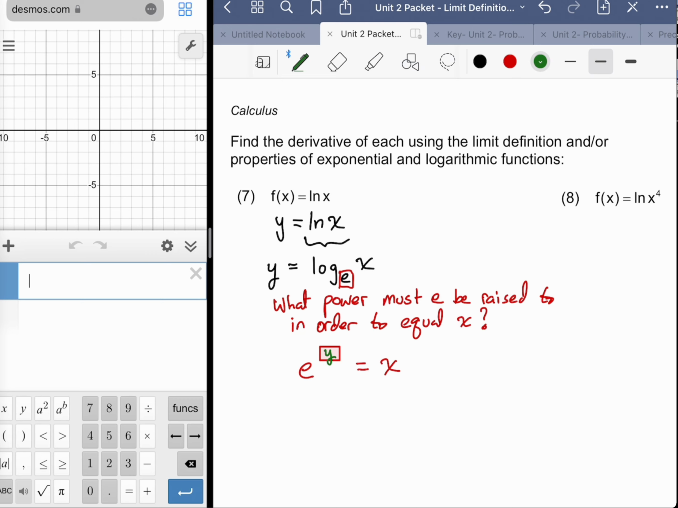Now there are shortcuts for this. If you remember anything from last year related to logs, it was probably converting from one form to the other. For example, if you have log base b of e equals n, the acronym is BEN: b to the e equals n. This is the conversion. It's a little mnemonic that some people use to convert from one form to the other.